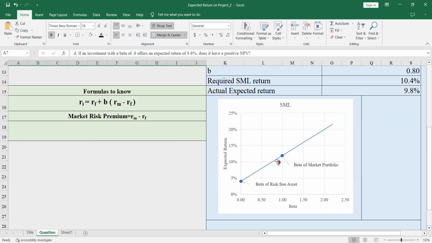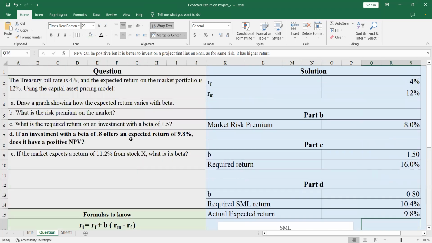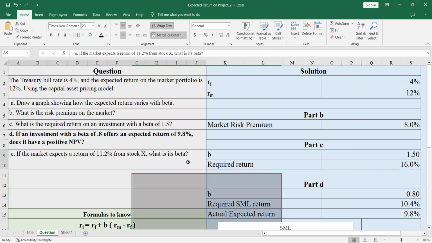What we know is this investment is not the best alternative for us. On the SML line, there's another project which will give us a higher return for the same level of risk. So it would be better if we invest in a project that lies on the SML line. NPV can be positive, but for the same risk, 0.8, the project on the SML gives a higher return. So it's not about NPV, it's more about the return expectation.